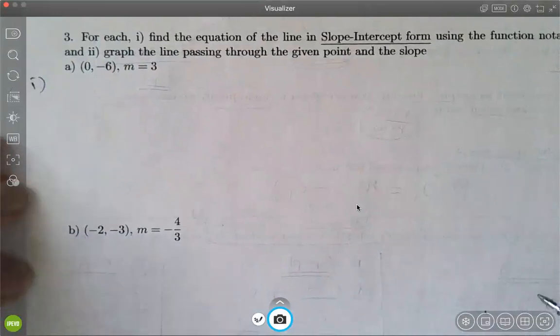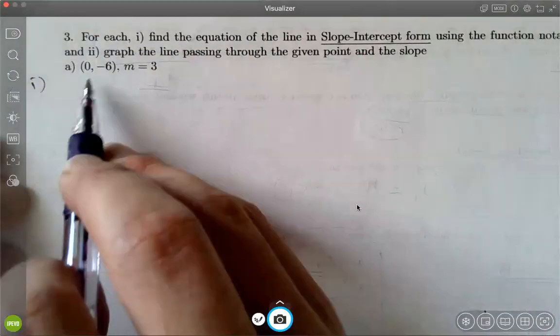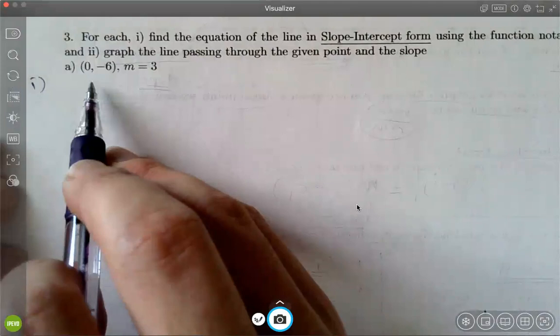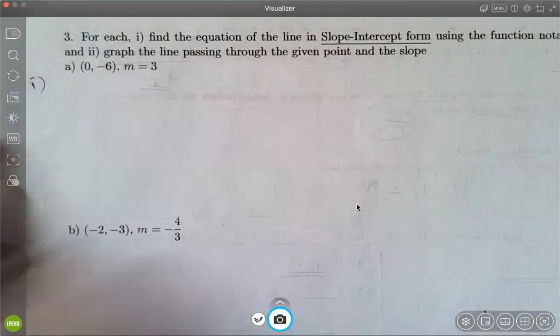Okay, so what can we do here? So for part A, it's actually pretty simple. Can you see the equation in slope-intercept form right away?